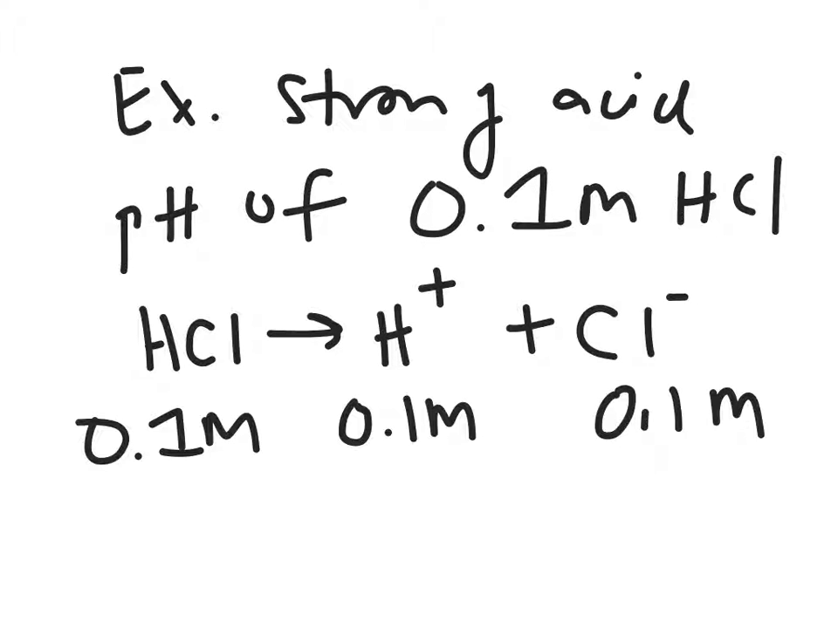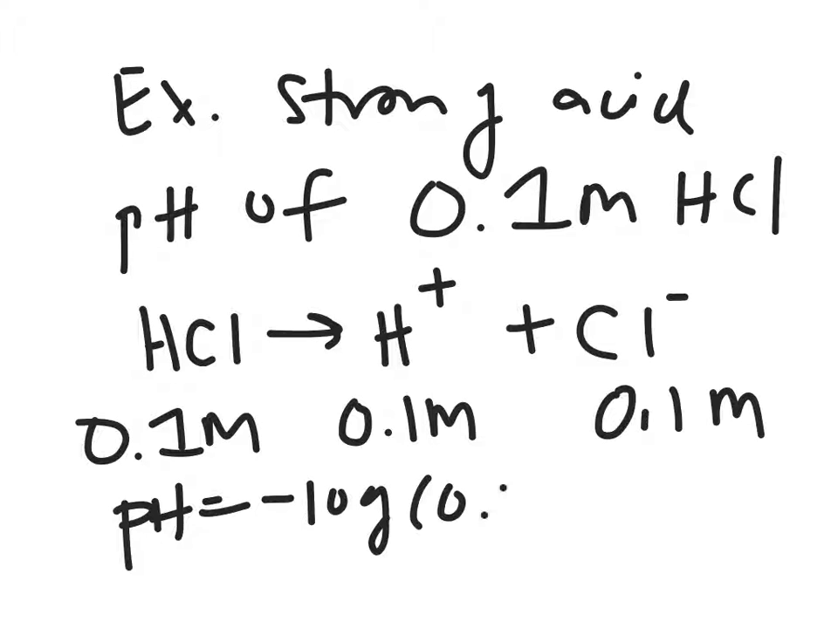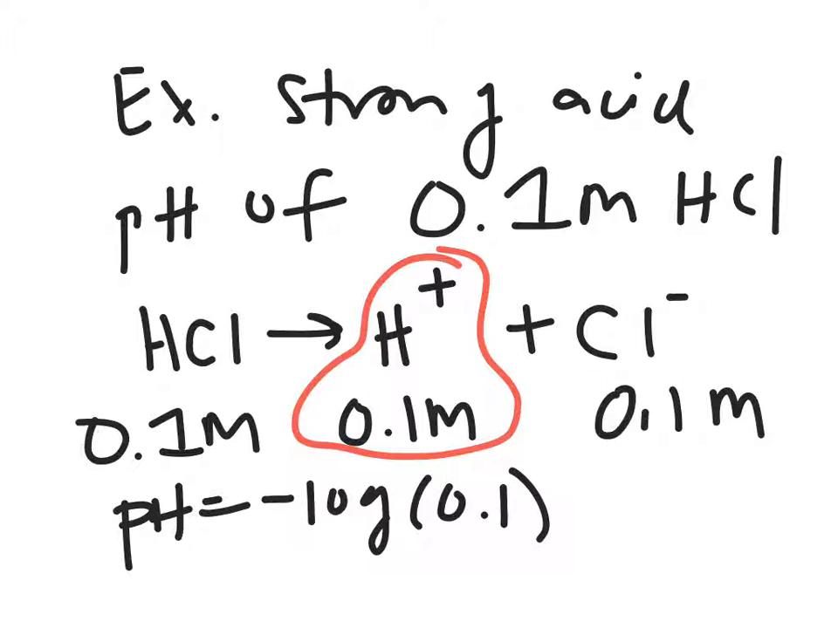So if we want to know the pH of a 0.1 molar HCl solution, we would say the pH is equal to the negative log of 0.1, because that's the concentration of the H plus specifically. And if you do that math, you get that the pH is about 1. And hydrochloric acid is the acid in your stomach, and your stomach pH is about 1.2 based on the concentration of HCl that we have.